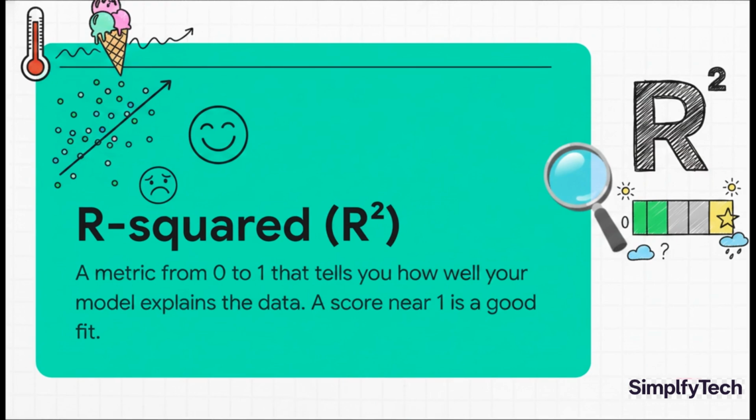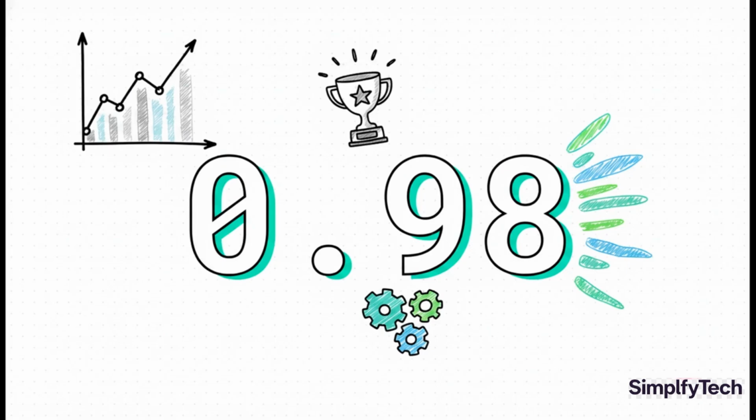A score close to 1 is an A+. A score near 0 means the model is useless. So we run the code, and boom, 0.98. Wow, that's basically an A+ in the machine learning world. A score that high tells us that our simple, straight-line model has done an incredible job of capturing the pattern in Jeff's sales data. We can definitely trust this.